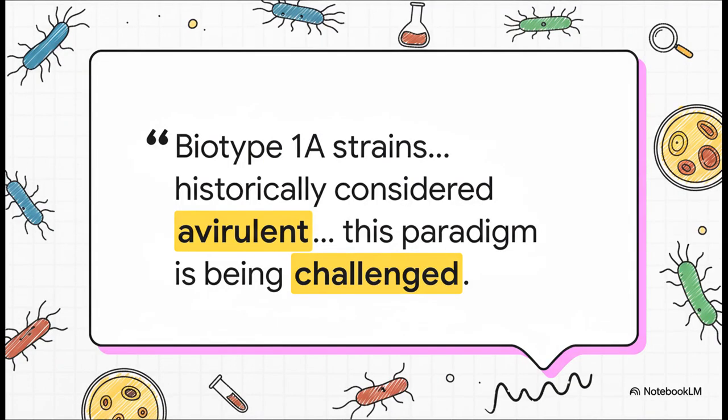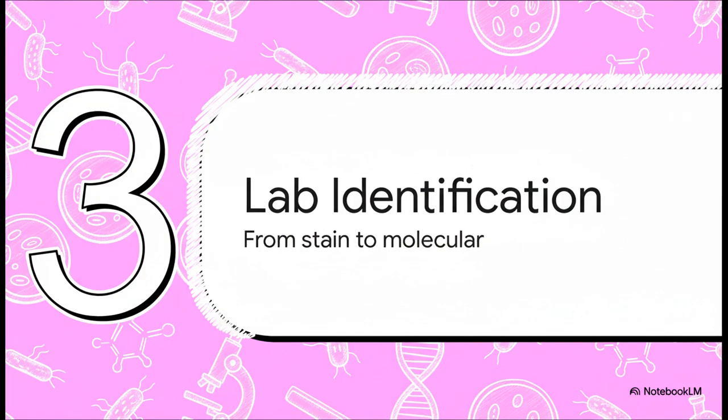Now here's a real puzzle for microbiologists. There's this group, biotype 1A, that's long been considered non-pathogenic because it doesn't have that classic pYV plasmid, but we're finding it more and more in patients who have diarrhea. This is really challenging the old way of thinking and suggests these strains have a whole different and still mysterious way of causing disease. So with all that complexity, how do we actually nail down the identification on the bench?